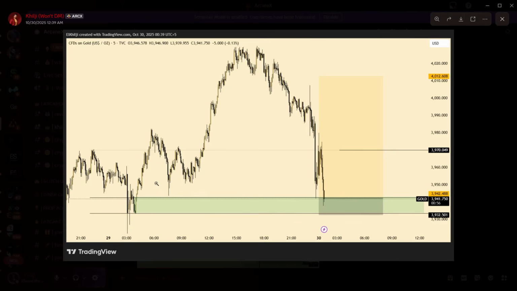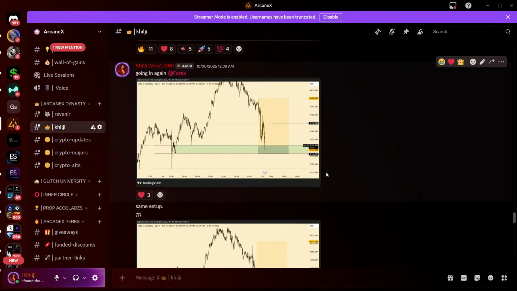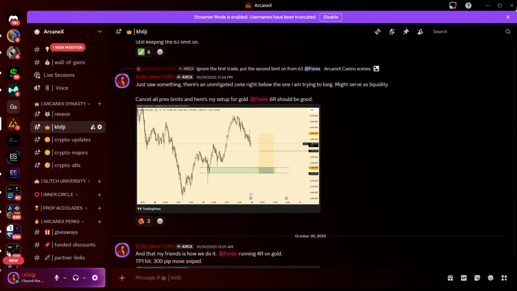This was the internal trade, that was the internal zone that was used, and I was targeting the bigger zone because I can do that. But for you guys, just stick to one. And hopefully you guys understand it by now.